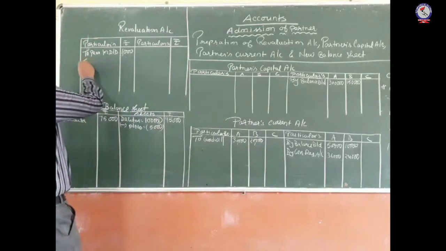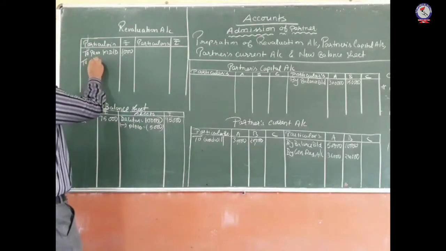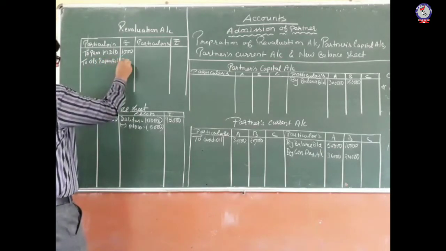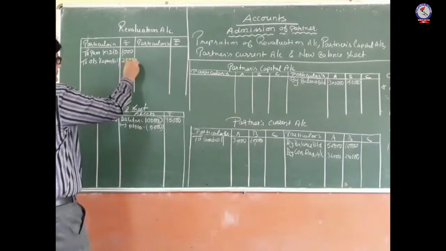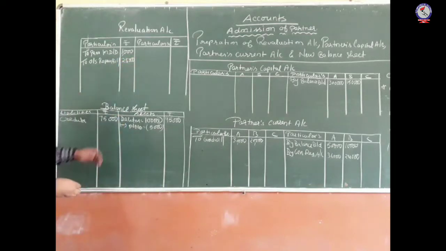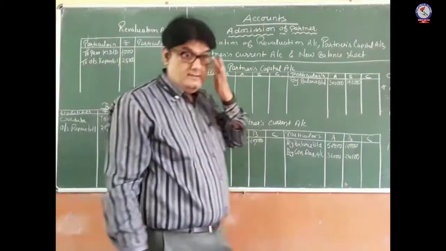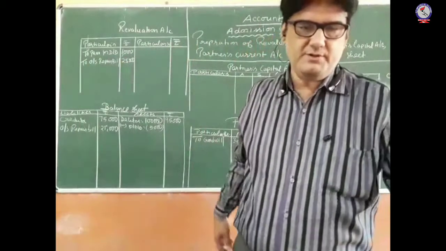So to outstanding repair bill, that is 25,000 rupees, and this will also increase your liability, that is outstanding repair bill 25,000 rupees. So revaluation debit side and on the liability side of the new balance sheet. Okay. So this is how this treatment will be shown.